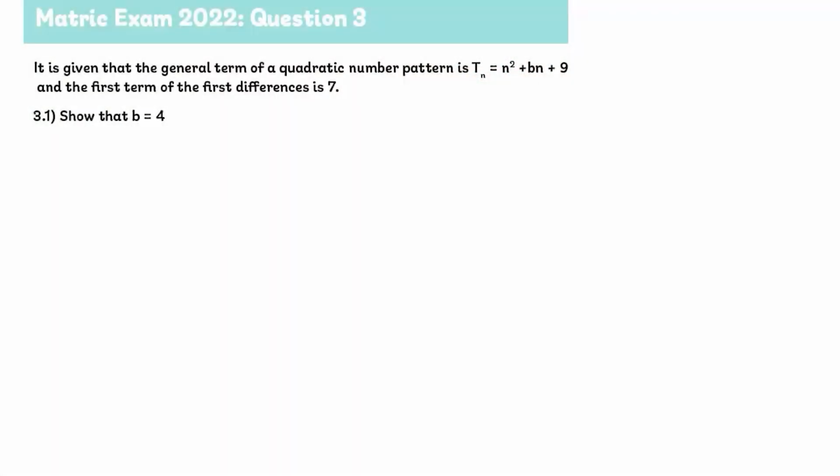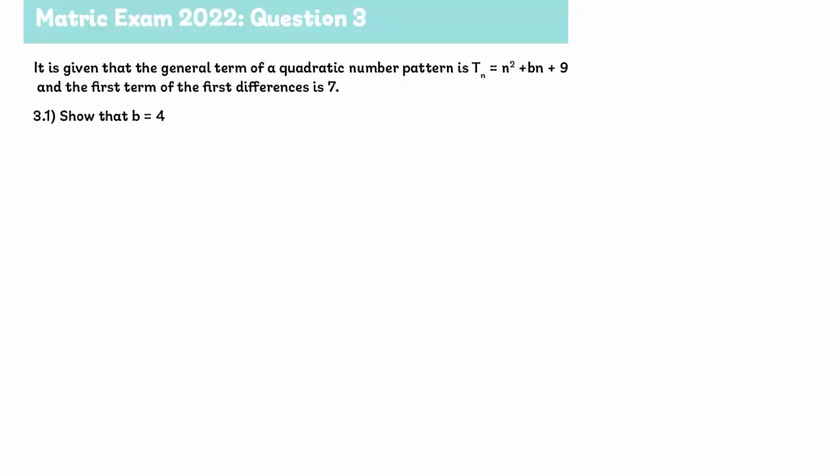We're on to question 3, 3.1. Question 3 says it is given that the general term of a quadratic number pattern is Tn equal to n squared plus Bn plus 9, and the first term of the first difference is 7. Show that B is equal to 4.